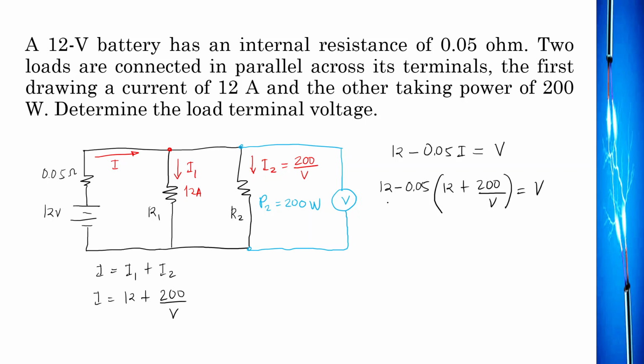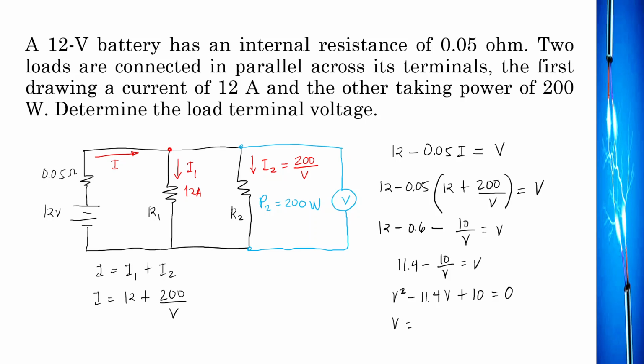Ngayon, medyo ayusin lang natin. I can have 12 minus 0.6, minus 200 times 0.05 is 10, so 10 over V. So, I can have here 12 minus 0.6, 11.4 rather, minus 10 over V is equal to V. Ayan, 11.4 dapat yan. Tapos, ayusin lang natin para maging quadratic equation: V squared minus 11.4V plus 10 is equal to 0. Tama naman yung pagkaka-construct ng ating quadratic equation.